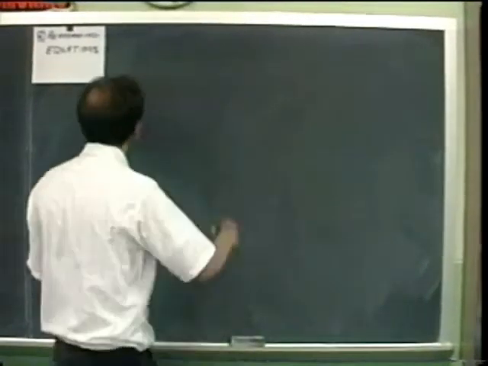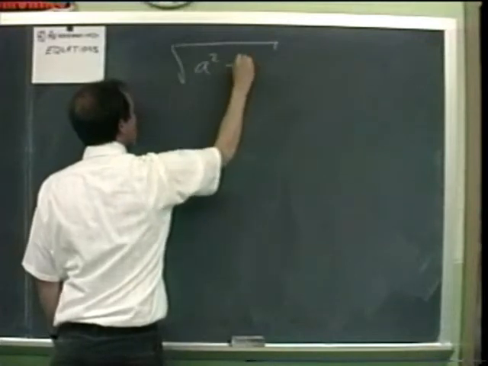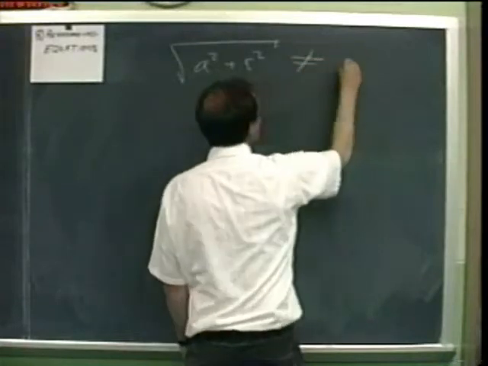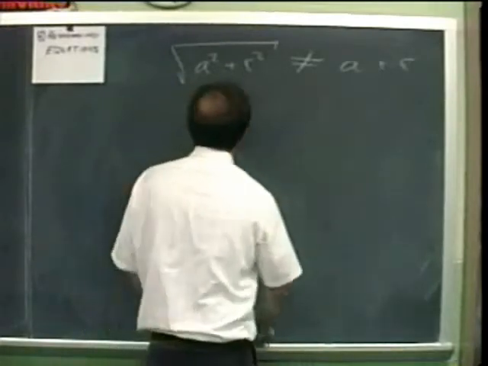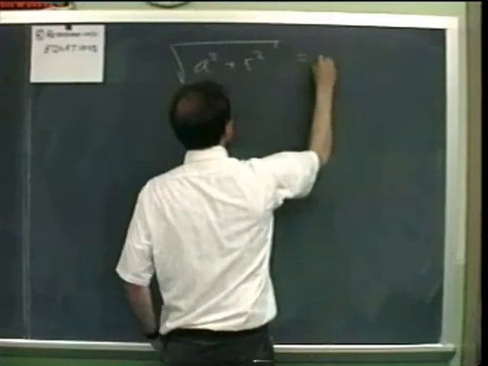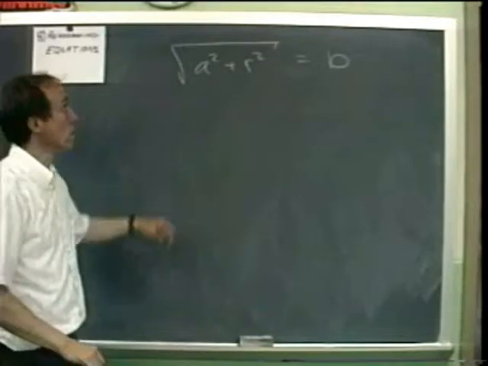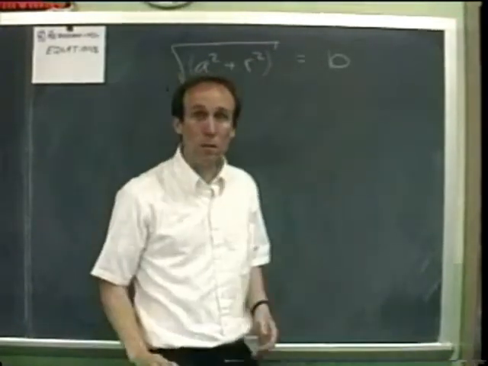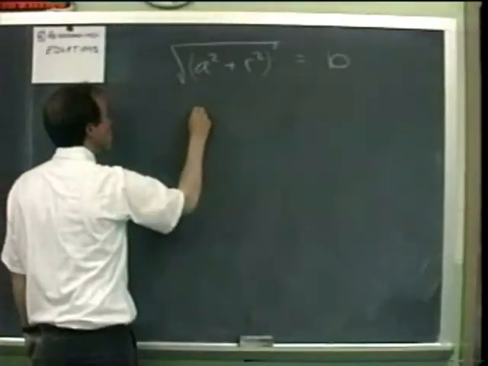Point here, square root. This is not the square root of a plus the square root of r. That doesn't work. If you're working with a situation like that, you want to find r. First, get rid of the square root. You want to get r all by itself, so get rid of the square root. The inverse function for the square root function is the square. Square both sides. That gets rid of the square root.